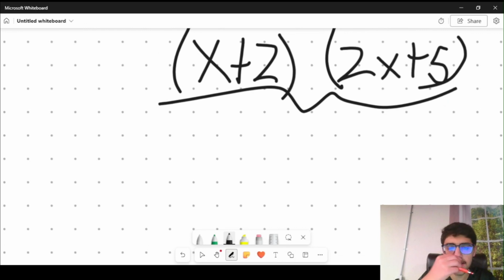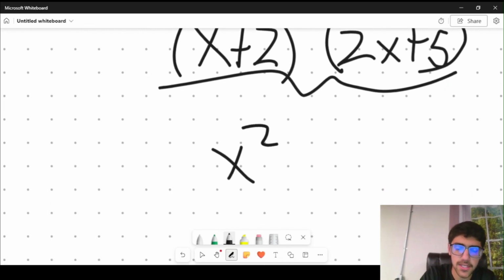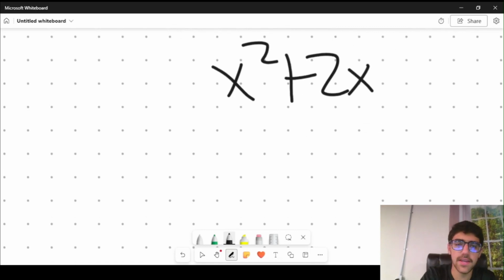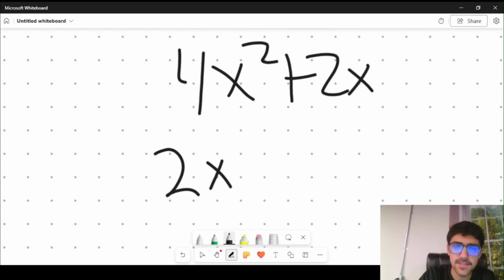And another form of factoring, which is technically still called factoring. Let's say you have 4x squared plus 2x. You take out 2x, because 2x is the greatest common factor, so you just immediately take out a greatest common factor.